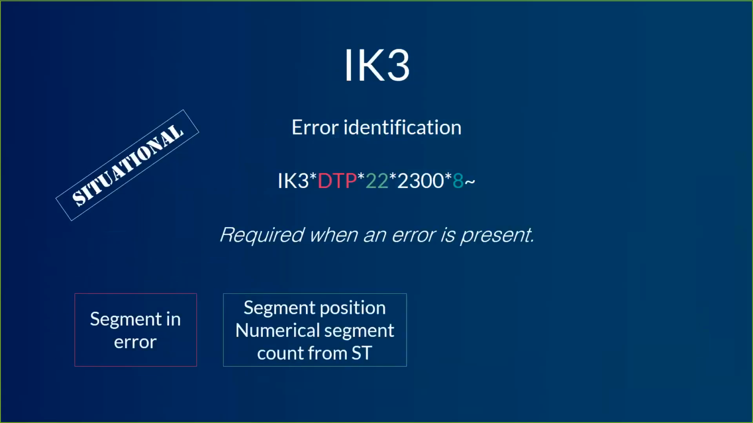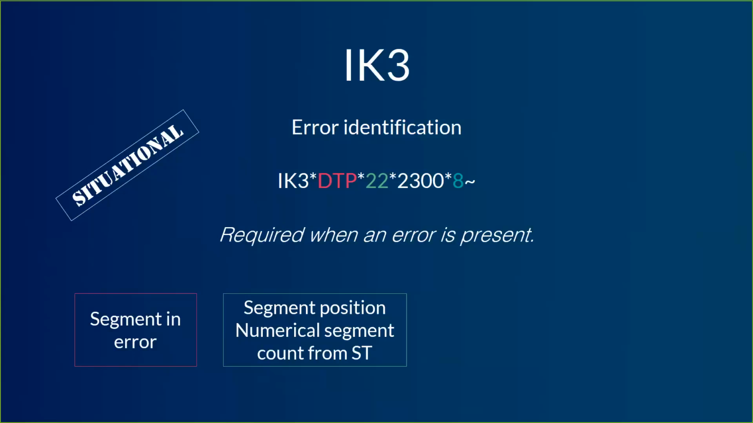The second position is basically a segment count. Segment counts always begin from the ST, and they include the ST. So if I were to line up all of the segments in my original transaction and just count starting from the ST, 1, 2, 3, 4, when I get to 22, per my example there, I should be at the DTP segment that was in error. So if you have multiple DTP segments in a file, which is quite possible, this is one way that you can tell which one it is.